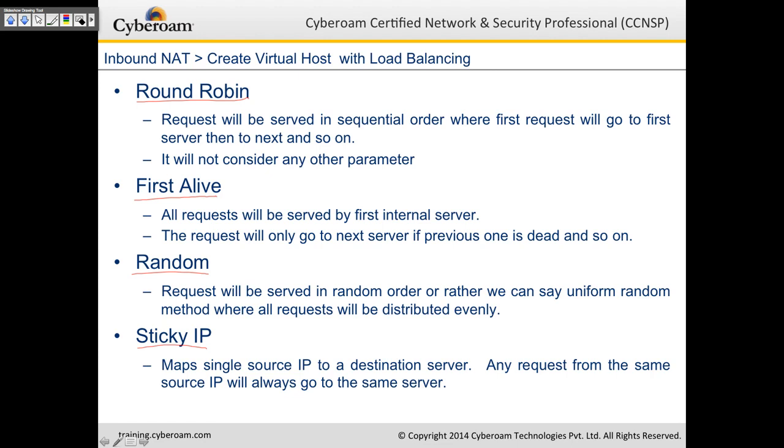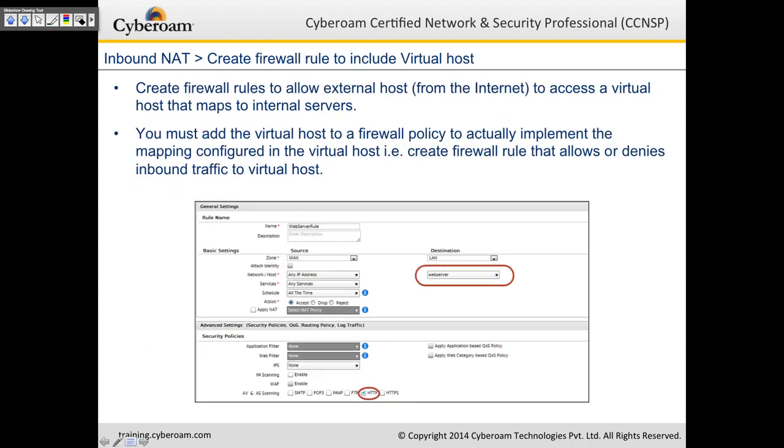Let's say I went to the UK or Australia, and from there I'm accessing the same website. This time my public IP address changed, as a result of which the sticky IP algorithm will route me to a different server, because it always maps a source IP to a destination server. So these are the four algorithms which we provide for load balancing.